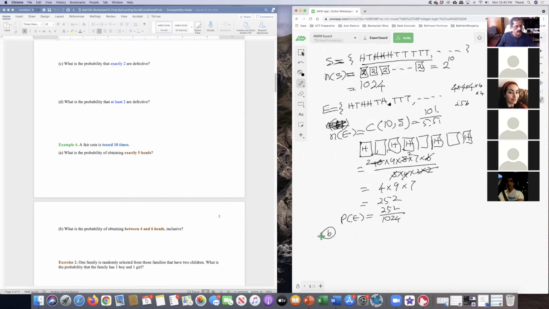Part B says, what is the probability of obtaining between 4 and 6 heads, which means 4 heads or 5 heads or 6 heads. So this event G represents getting 4 heads or 5 heads or 6 heads.